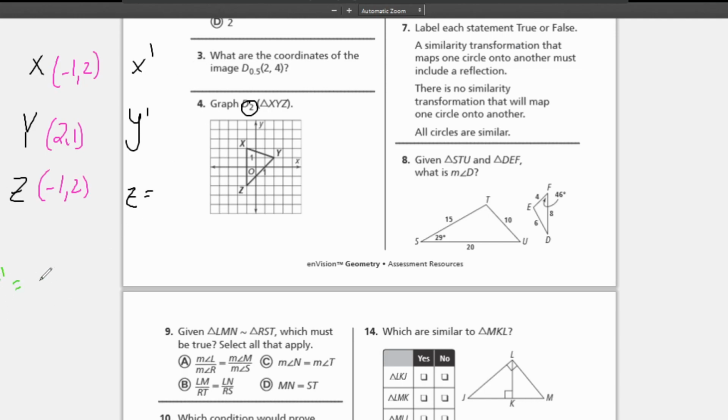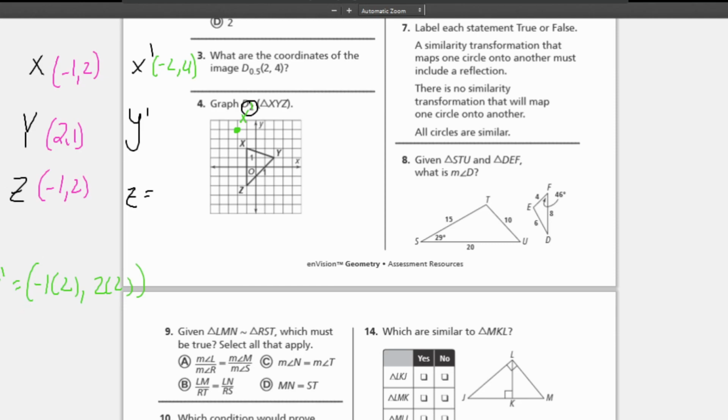X prime is going to look like this. -1 times 2, comma 2 times 2. And this is going to give me (-2, 4). Let's go ahead and plot it on the graph just so you can see it. -2, 1, 2, 3, 4. This is X prime.